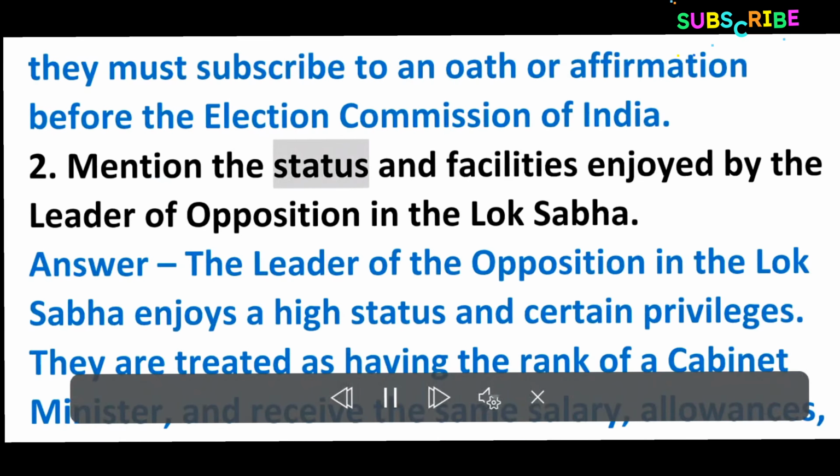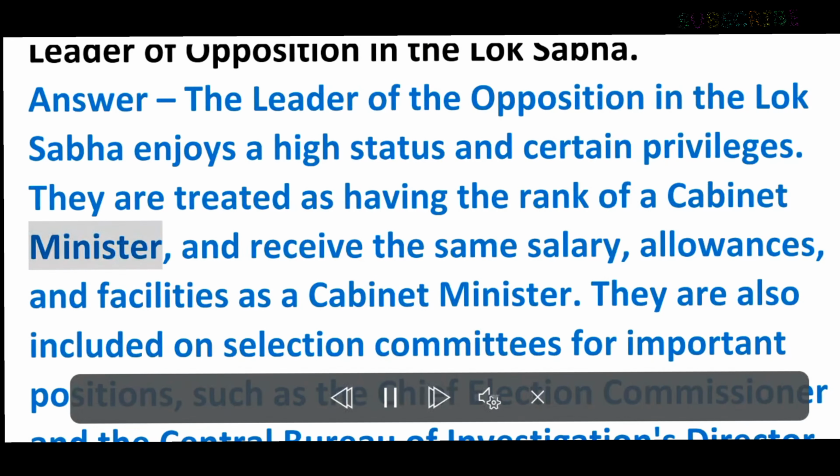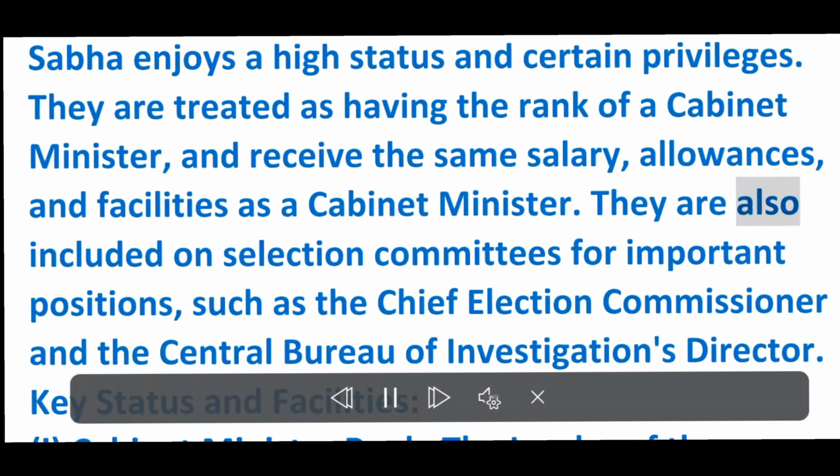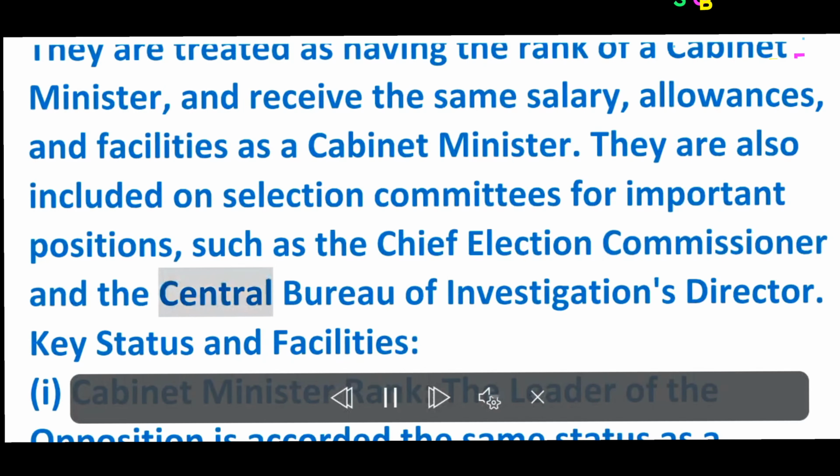2. Mention the status and facilities enjoyed by the Leader of Opposition in the Lok Sabha. Answer. The Leader of the Opposition in the Lok Sabha enjoys a high status and certain privileges. They are treated as having the rank of a cabinet minister, and receive the same salary, allowances, and facilities as a cabinet minister. They are also included on selection committees for important positions, such as the Chief Election Commissioner and the Central Bureau of Investigations Director.